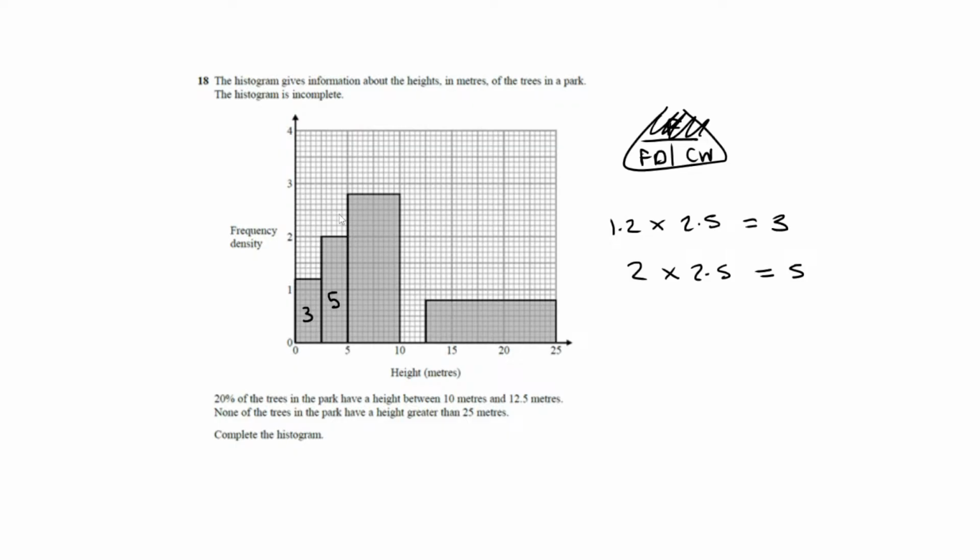The next one, what's that? I think that's 2.8 times 5, because your class width is 5. So I think that would be 14. Yes, 14. And then the last one, we've got the frequency density 0.8, and that's 12.5 up to 25, so a class width of 12.5.